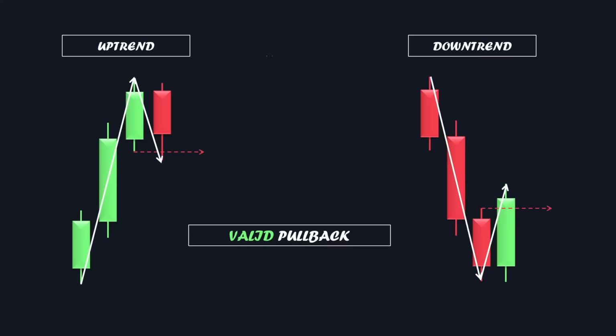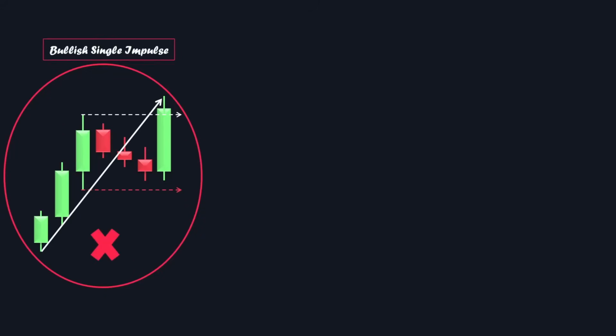Let's reinforce this with an example. Imagine a clean bullish move made up of three strong green candles. Then the market pauses and prints three bearish candles before pushing back up. For this pause to count as a valid pullback, one of those bearish candles must break the low of the final bullish candle before the pause. If none of them break that low, then the entire move is still considered one bullish impulsive leg, not a pullback.